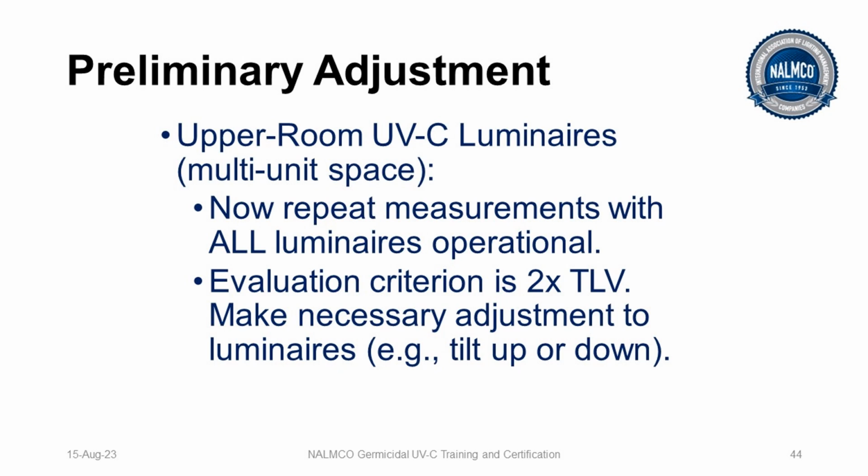The next step is to repeat the measurements with all the luminaires operational. And now I'll go back to what I used for the single luminaire space, and that's my criterion, which will include the overlap or the additive effects of different fixtures. Based on the 0.2 times 2, or 0.4 microwatts per square centimeter, again for 254 nanometer, we'll make the necessary adjustments to the luminaires.